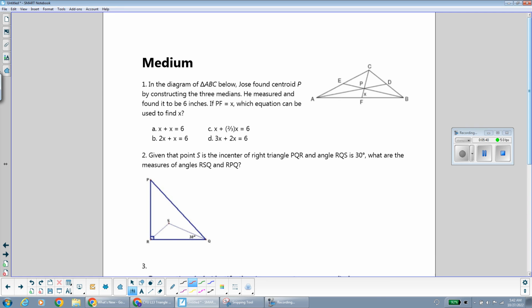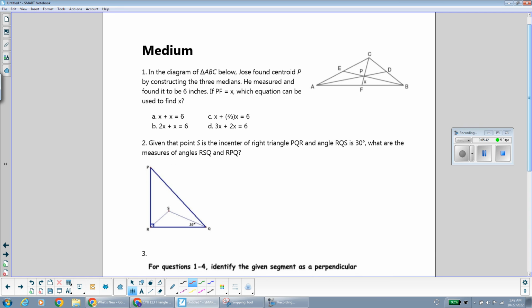Now for the medium section. We have triangle ABC. Jose found centroid P. So once again, we have a centroid. So that means that the segments forming the centroid are medians. And we need to remember our 2-to-1 ratio that the centroid splits each of the medians into. The longer part's the 2 part of the ratio, the shorter part of the median is the 1 part of the ratio.